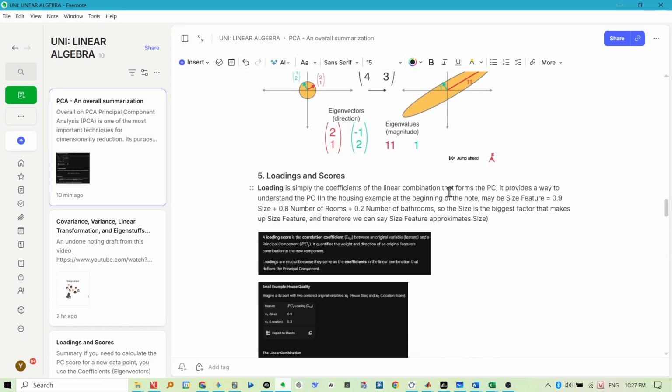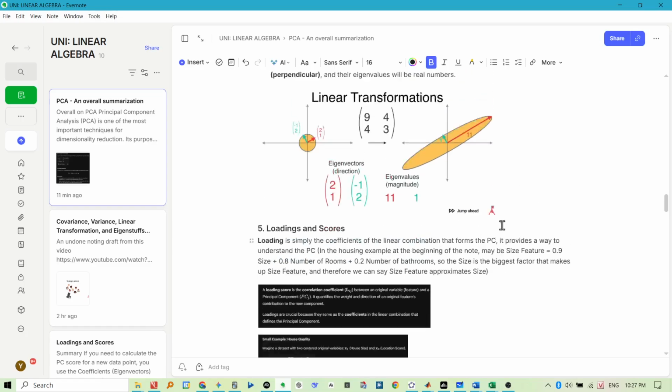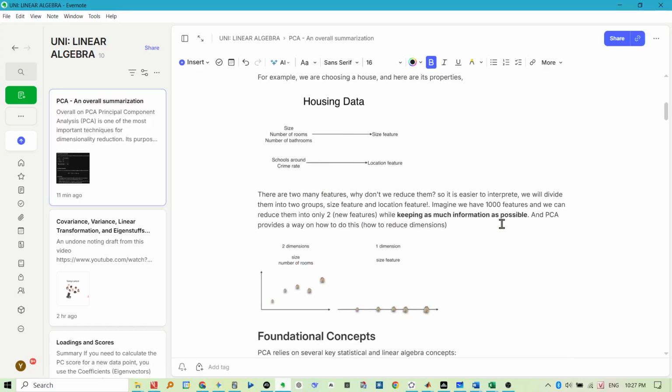In the housing example at the beginning of the note, the size feature can be 0.9 multiplied by size plus 0.8 multiplied by number of rooms, plus 0.2 multiplied by the number of bedrooms. Because size is the biggest factor that makes up the size feature, we can say that the size feature is an approximate representation of size. That's how we decide the meaning of a PC.